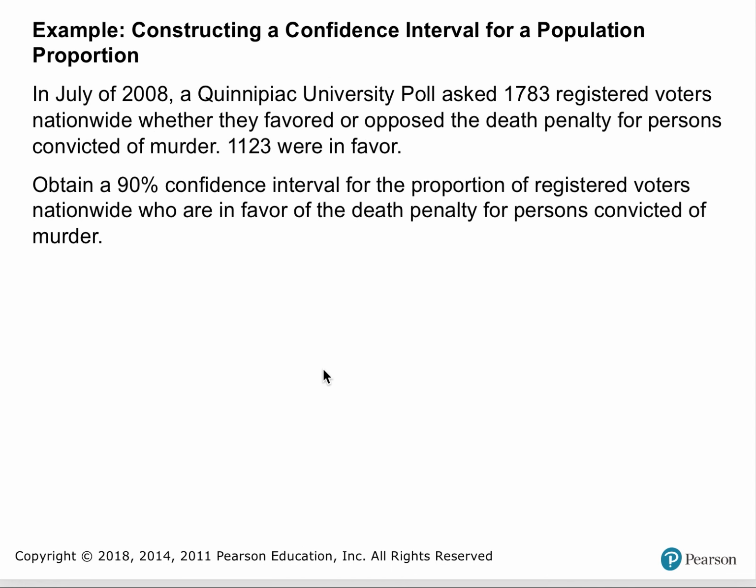Let's do an example. In July of 2008, a Quinnipiac University poll asked 1,783 registered voters nationwide whether they favored or opposed the death penalty for persons convicted of murder. 1123 were in favor. Now this says obtain a 90% confidence interval for the proportion of registered voters nationwide who are in favor of the death penalty for persons convicted of murder.